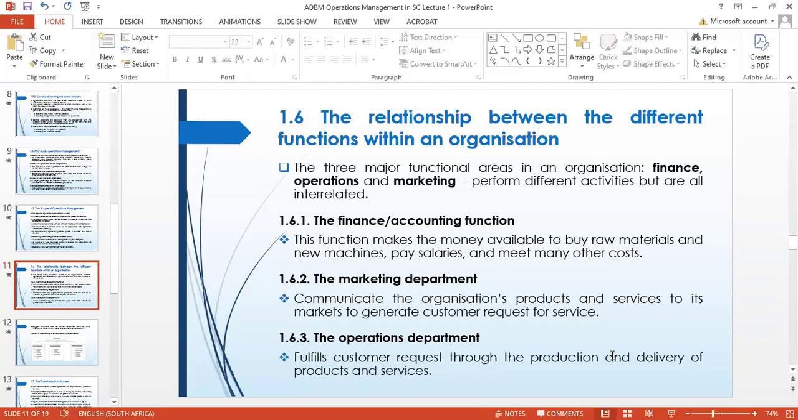We have the operations department, the one that is going to fulfill the requests from the customers, right? And they ensure that goods are produced to meet the requests from the customers. They ensure that the services have been delivered to satisfy the customer, right? So these are the three major departments and their relationships.